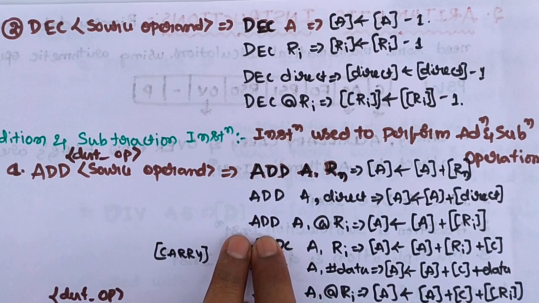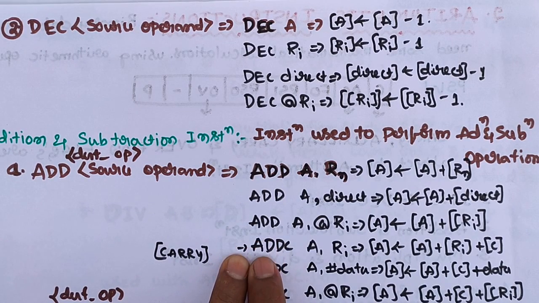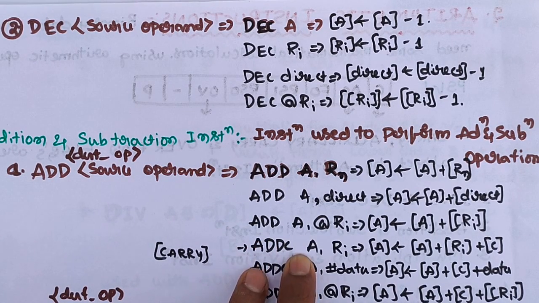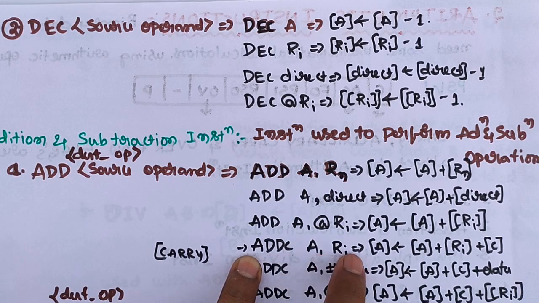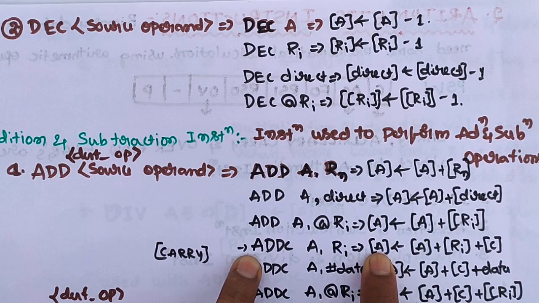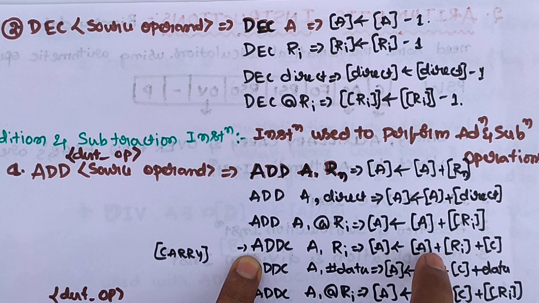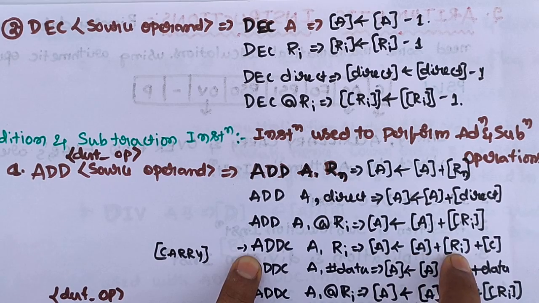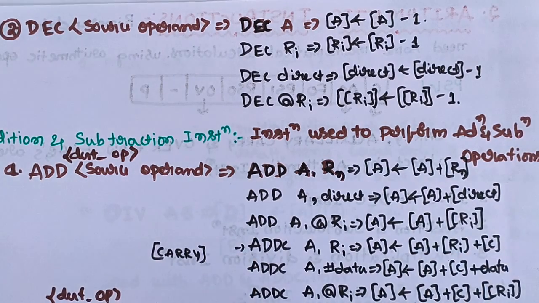Another instruction is ADDC, that means addition with carry. After the addition operation, we need to add the carry bit to the accumulator again, and the accumulator will consist of the addition of the accumulator content, the register content and the carry flag.